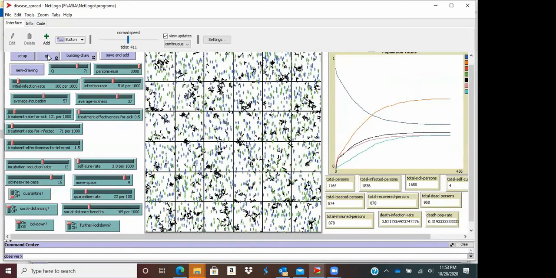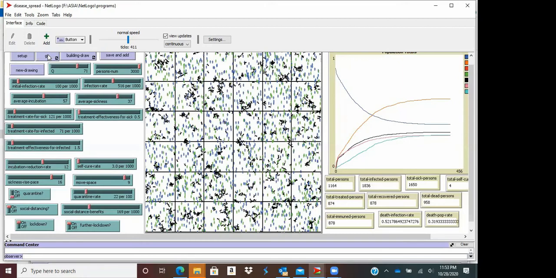Much better. So we have less than 1,000 deaths. That indeed improves. So you need to not only lock down, but also make sure you practice social distancing. And so that gives you a sense of what we can do.